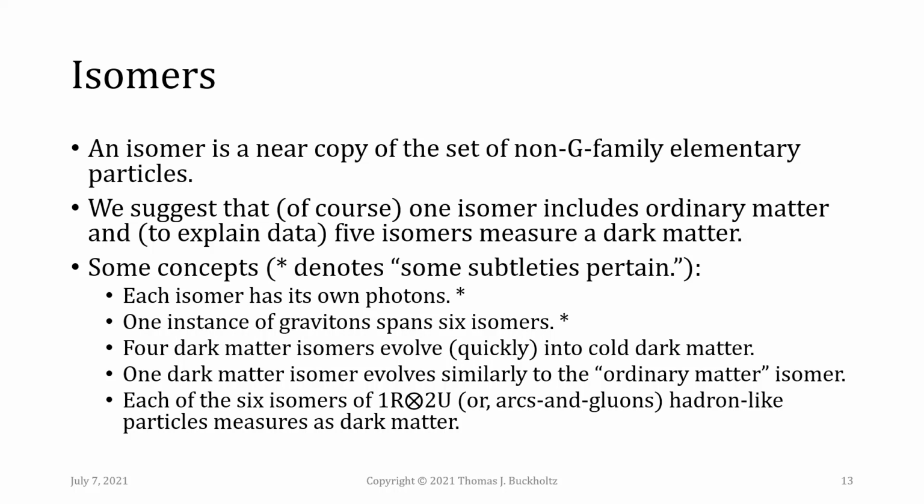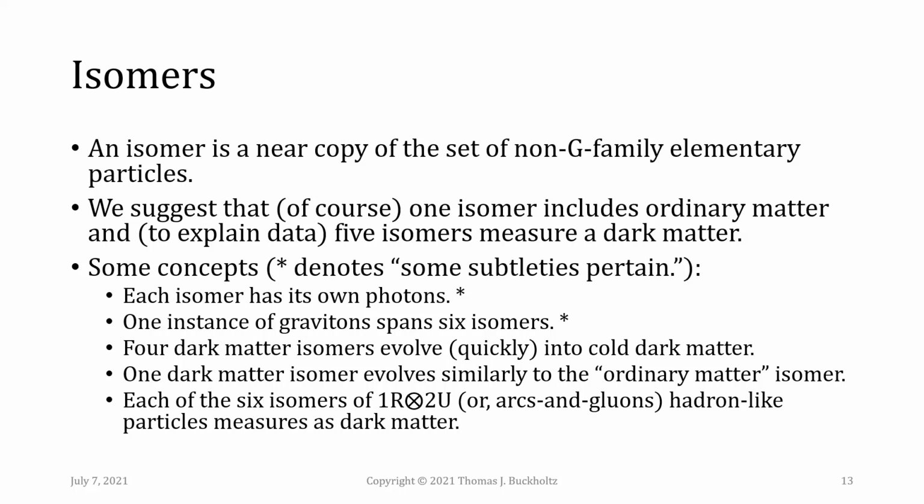All of the stuff associating with the 5 additional isomers measures as dark matter. An isomer does not have its own copy of G-family elementary particles. To a first approximation, one might say that the stuff associating with each isomer includes the isomer's own photons.